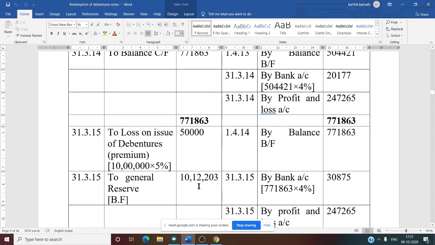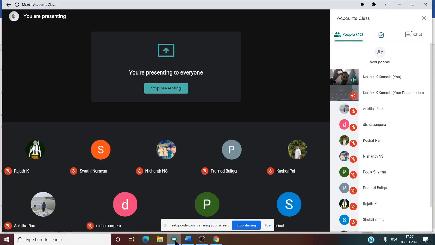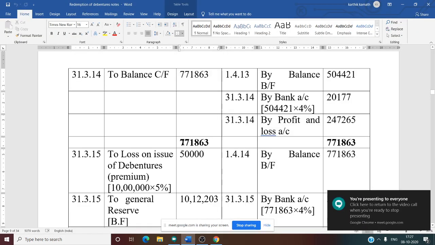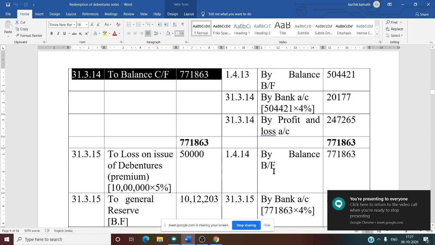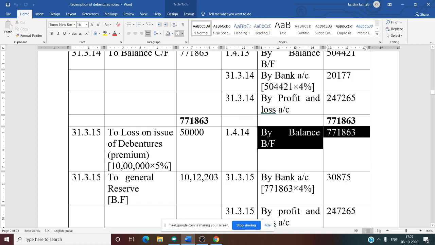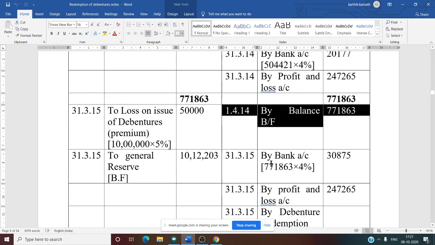Till here we have discussed in the last class. Now we need to calculate for the last year. Brought forward the balance of the previous year: the closing balance becomes the next year's opening balance. So the last year is 1-4-2014, by balance brought forward is 7,71,863, that is from the previous year balance.